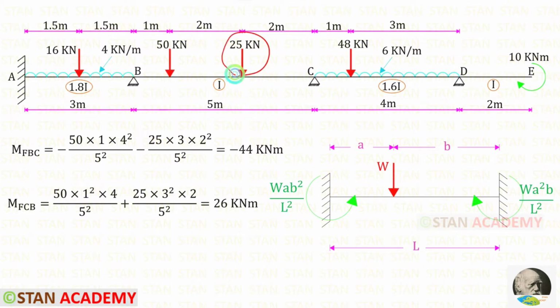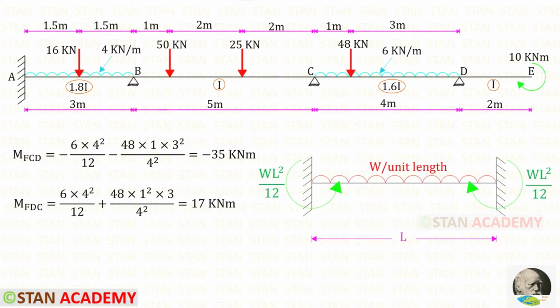Now let us take this load. Here W is 25, A is 3 and B is 2 and L is 5. After adding these two, we will get minus 44 kilonewton meter, and after adding these two, we will get 26 kilonewton meter. Now let us find the fixed end moments in the span CD.